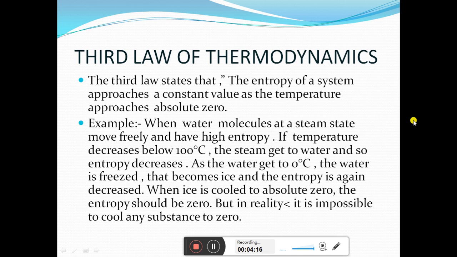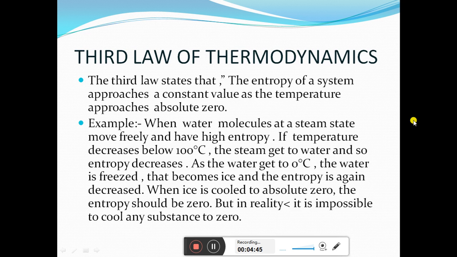The next is the third law of thermodynamics. The third law states that the entropy of a system approaches a constant value as the temperature approaches absolute zero. The entropy of a pure crystalline substance at absolute zero temperature is zero.